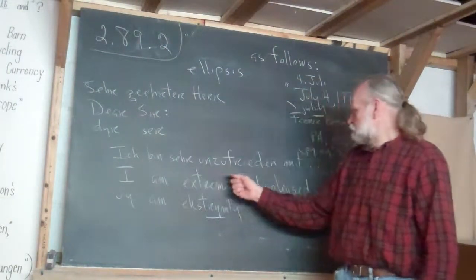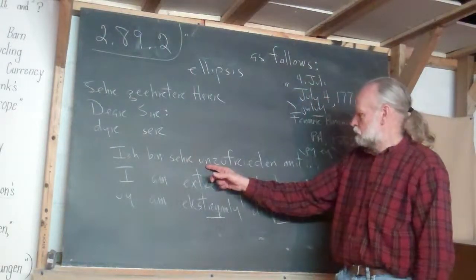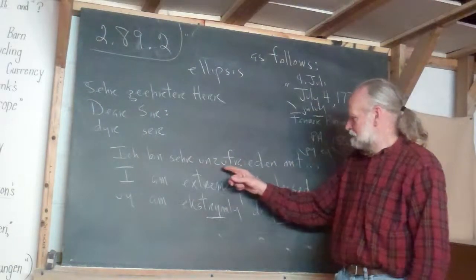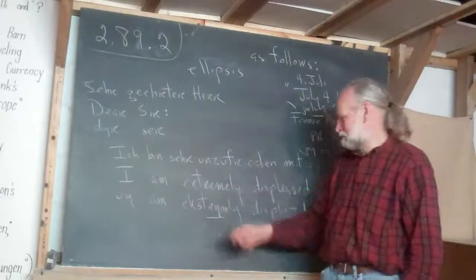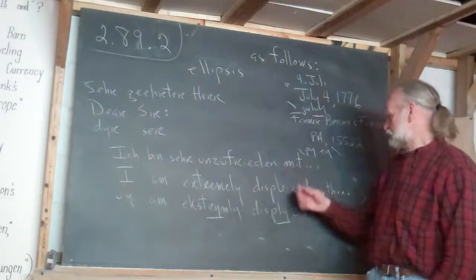Ich bin sehr unzufrieden mit. I am very unsatisfied. Unsatisfied is the way I would translate that, because zufrieden means satisfied. Mit is with.